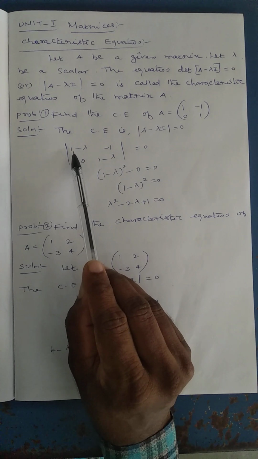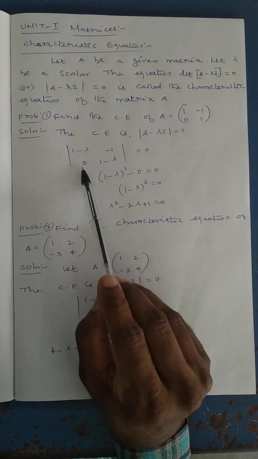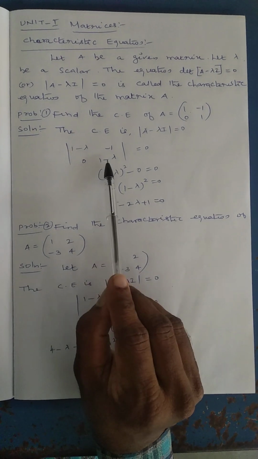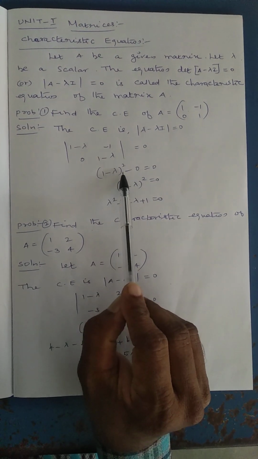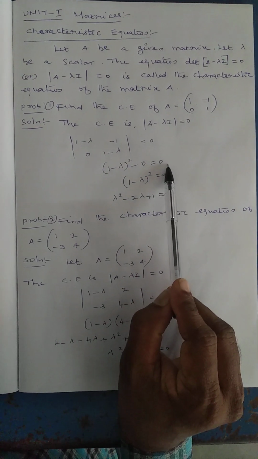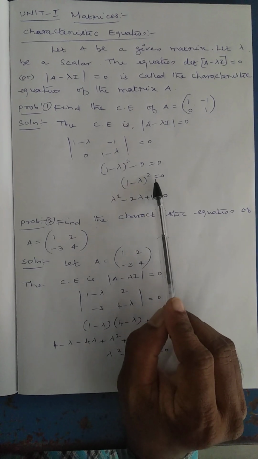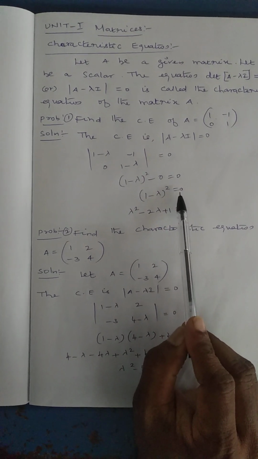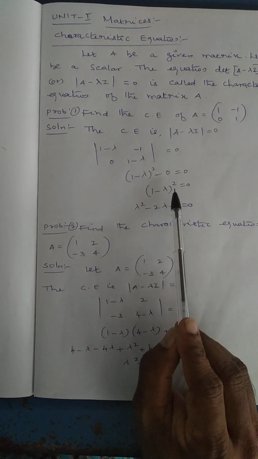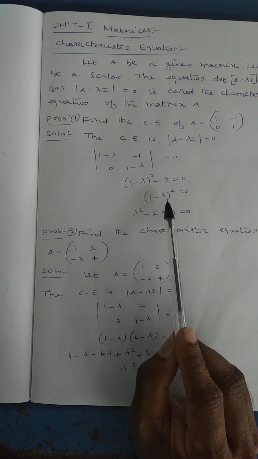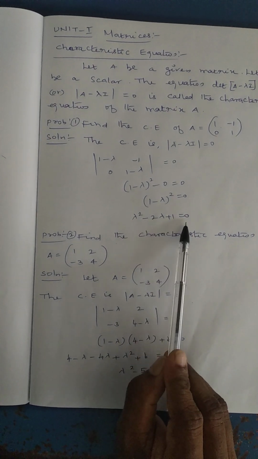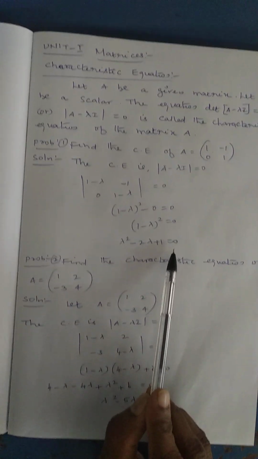So determinant of [1 minus lambda, minus 1; 0, 1 minus lambda] equals 0. Multiply the values: 1 minus lambda into 1 minus lambda, and 0 into 1 is 0. So 1 minus lambda the whole square equals 0. 1 minus lambda is of the form A minus B the whole square, and the formula is A square plus B square minus 2AB. So lambda square minus 2 lambda plus 1 equals 0.